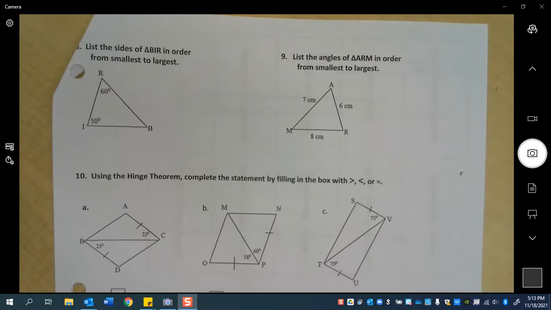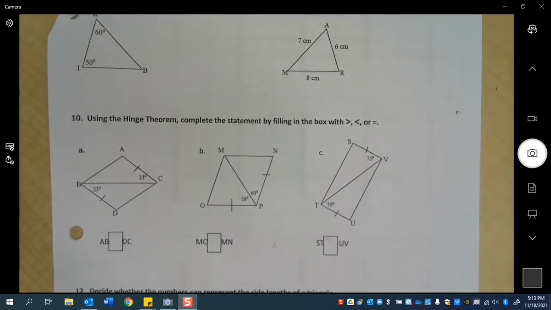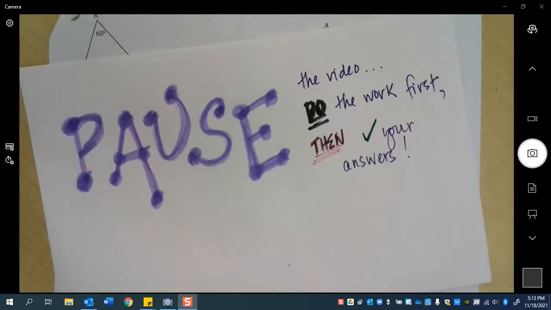All right, so let's jump in and do this last page. If you made it through the back side of page 1, good for you. That needed some grit for sure. But now what I want you to do is just tell me which angles are smallest and list the sides and the angles from least to greatest, and then go ahead and explore the hinge theorem. Pause the video and do your own work.